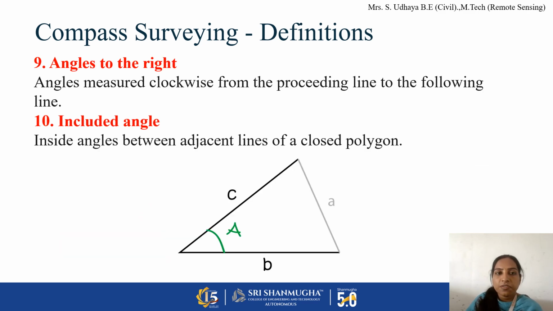The next basic definition is angle to the right. These are some of the common terms which we use most often in compass surveying. Angles to the right are angles measured in the clockwise direction. Next one, included angle. Included angles are the angles between any two lines in a closed polygon. An angle measured inside a closed polygon is called included angle.